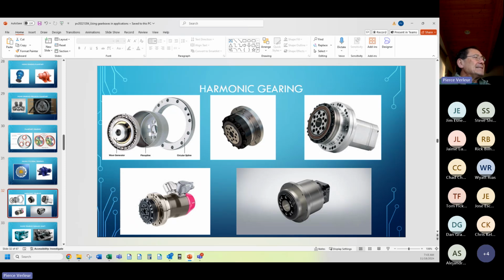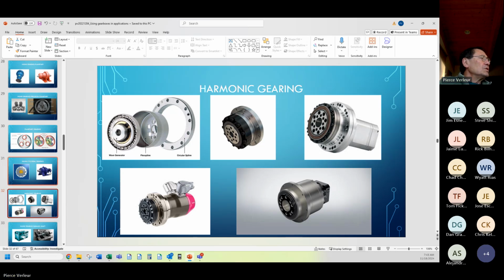This wave generator here, this is not a circle. This is an ellipse that distorts this and causes these teeth to walk around the inside diameter teeth of this ring in the opposite direction of this, and with high reduction ratios. We'll show a video on that in a second.